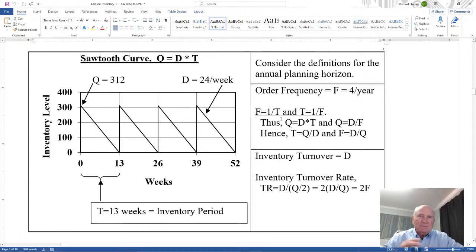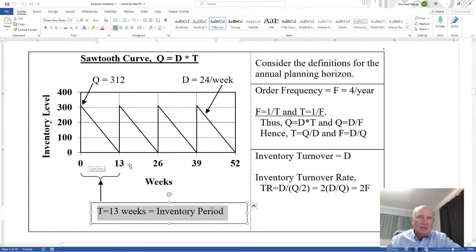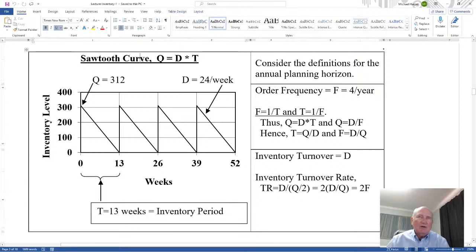When you look at this, the maximum up here is going to be 312. The minimum is the reorder point. The slope of the line is the inventory demand rate, 24 items a week. And the interval between when we receive or place these orders is 13 weeks. That's our inventory period. So that's the interval, 13, 13, 13, 13. Okay. So that just illustrates the concept of the fundamental relationship of inventory theory or inventory management.